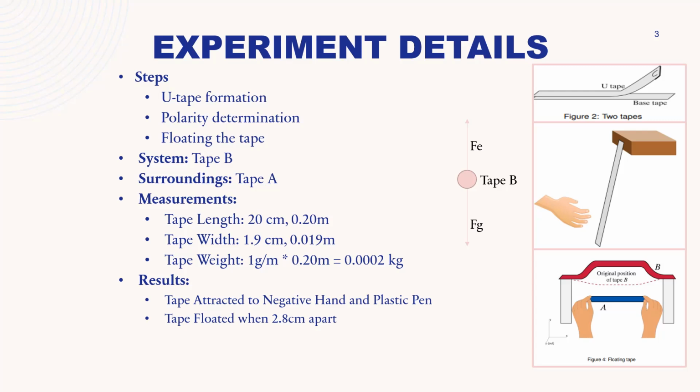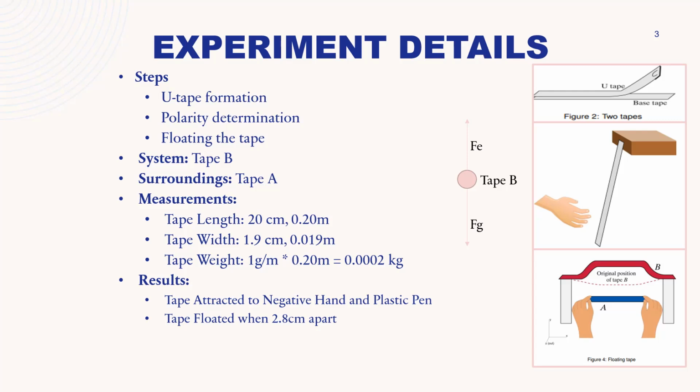Then the third part of the experiment was to float the tape. So we took another U-tape and placed it under another U-tape that was suspended on two books, and we measured the distance from which the upper tape would start to float, and this came out to about 2.8 centimeters apart.